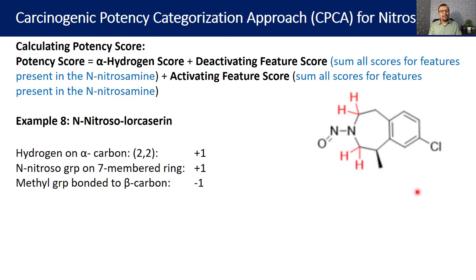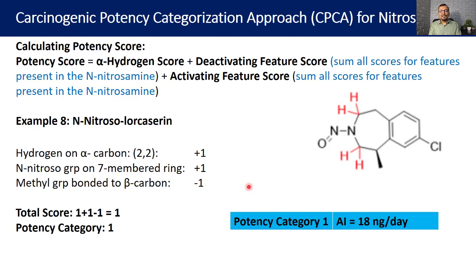A methyl group bonded to the beta carbon actually makes the compound more potent. So minus 1 for that. So this is the methyl group, right? And that has made the minus 1 in the score. So the total score is 1 plus 1 minus 1, which gives 1. So this comes under potency category 1, which has a recommended acceptable intake of 18 nanograms per day.